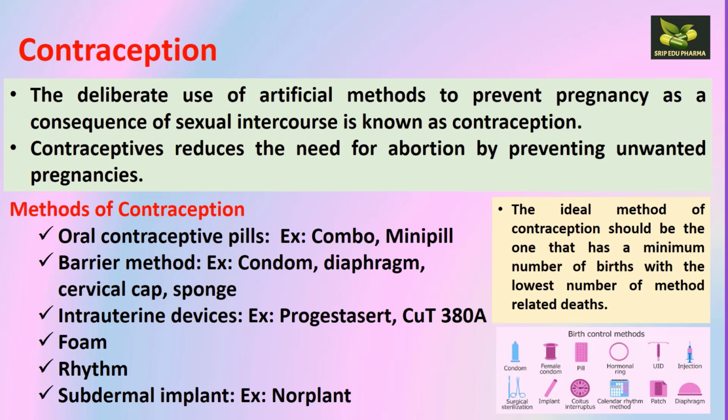There are various types of methods for contraception, like oral contraceptive pills, for example combo and mini pill. Then there are barrier methods like condom, diaphragm, cervical cap and sponge. Then there are intrauterine devices, which are of three types: first generation, second generation, and third generation. Examples are progesterone, then copper T, then foam, then rhythm method, then subdermal implant, for example Norplant. These are some of the methods of contraception. But the ideal method of contraception should be the one that has a minimum number of births with the lowest number of method related deaths.